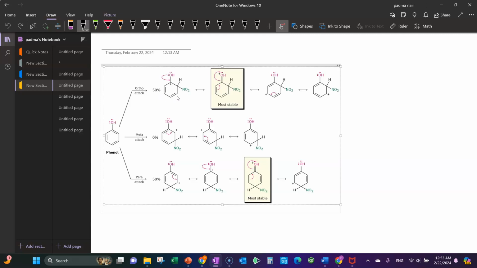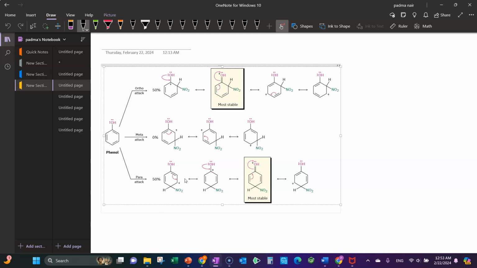So we see that when the NO2 group, or we can say any incoming group, goes to either the ortho or the para position, we have more resonance structures. We have 1, 2, 3, 4. Same with para, we have 1, 2, 3, 4, which stabilizes the molecule more, rather than in case of a meta attack, when the incoming group goes to the meta position, the sigma complex is stabilized only by 3 structures.